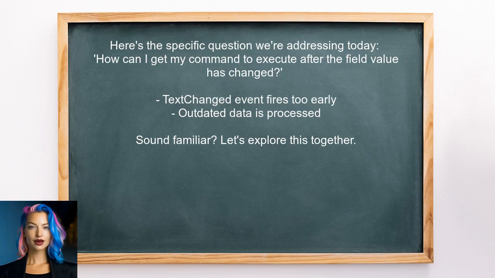Here's the specific question we're addressing today. One user asked, "How can I get my command to execute after the field value has changed?" They explained that the text changed event fires before the bound property updates, leading to outdated data being processed. Sound familiar? Let's explore this together.